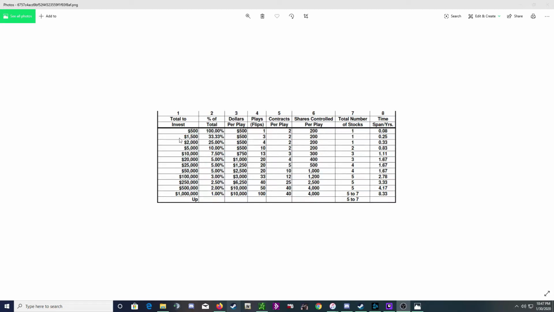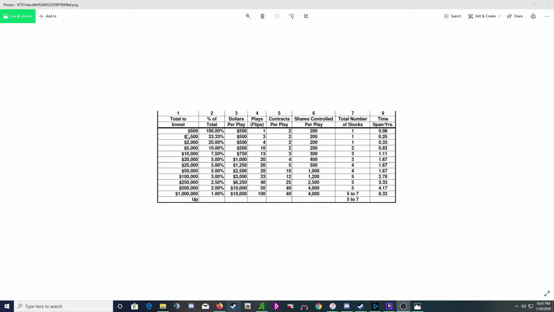So here, as you can see, we're looking at a chart. The left side is how much you have in your account. The second column is what percentage of your account you're going to be putting into one trade. The third is how much monetary value each trade is going to be. The rest you really don't have to worry about, mainly just the percentages, the price of how much you're getting in for, and the total amount of your account.